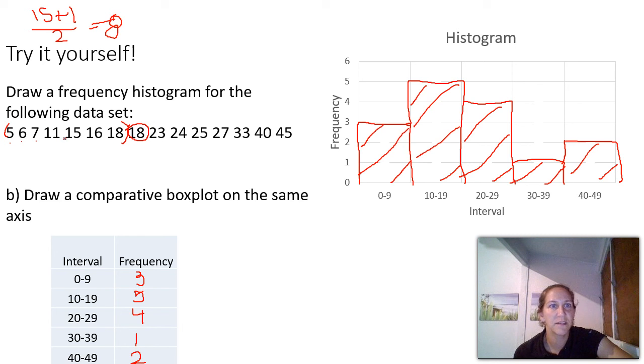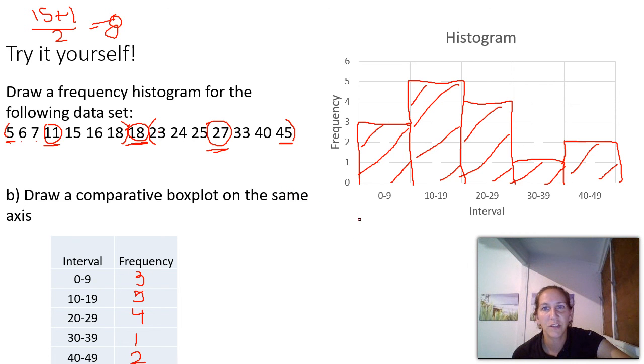I'll draw brackets around either side just to visually show my lower and upper 50% of my values. I've got 1, 2, 3, 4, 5, 6, 7 values in each of these. So that means my 4th value here and my 1, 2, 3, 4th value here. Without any calculations, I can see that my minimum value is 5, my maximum value is 45, my median is 18, my lower quartile is 11, and my upper quartile is 27.